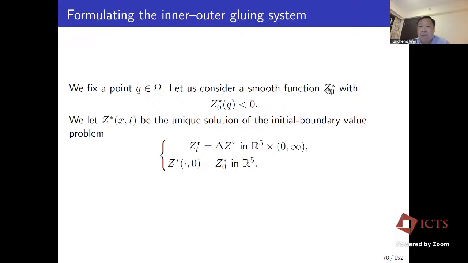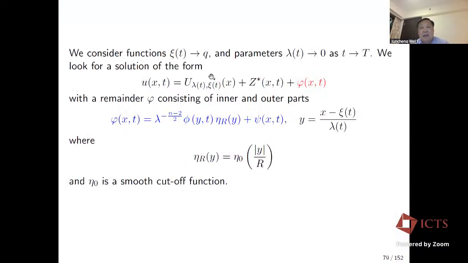We consider a smooth function z0 star with a z0 initial condition that is negative, and we solve the heat equation with this initial condition, and this is our solution. So our solution will be the initial Aubin-Talenti bubble plus a solution to the heat equation, plus the error, okay, the phi. And the phi, we decompose into the inner part and the outer part.